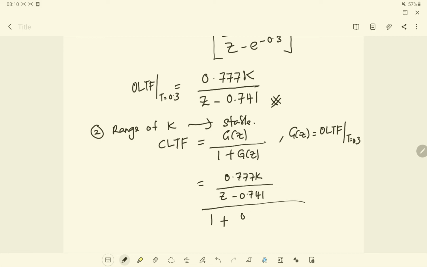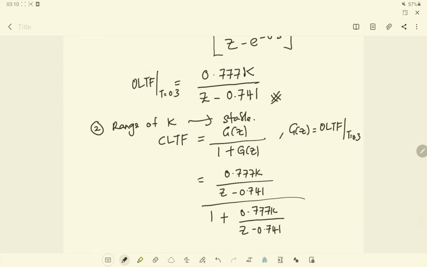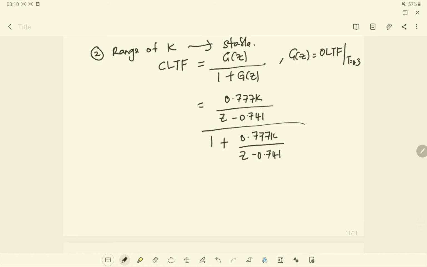Over 1 plus 0.777k over z minus 0.741. So you rearrange the equations and you will get the closed loop transfer function equal to 0.777k over z minus 0.741 plus 0.777k. Okay, so this is the closed loop transfer function for the system.